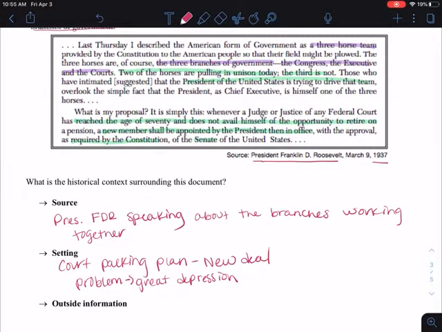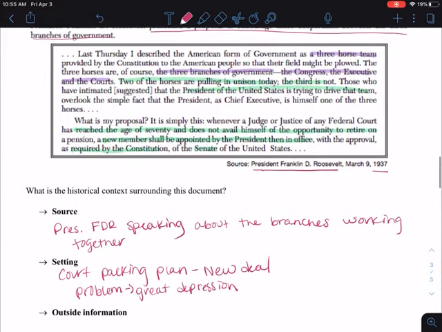So let's talk about what he was actually saying in here. So he's making the people aware that the president is a part of the three branches, that three-horse team. The president is a part of it. And he's saying right now two branches are working together.